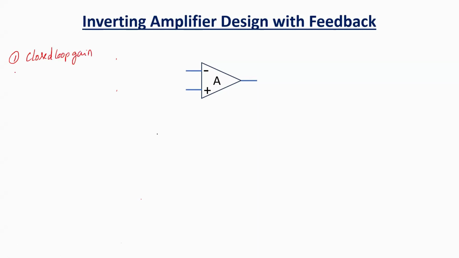What is another important one? It is input resistance with feedback. If we look at this in the open loop, input resistance is infinity. When it is connected with the negative feedback, the input resistance varies.